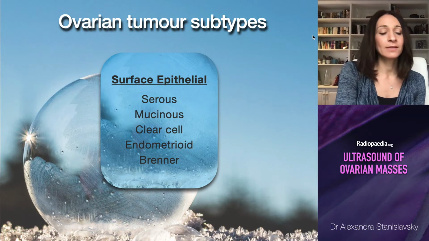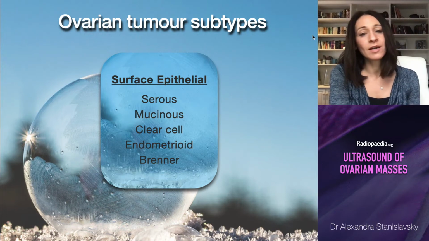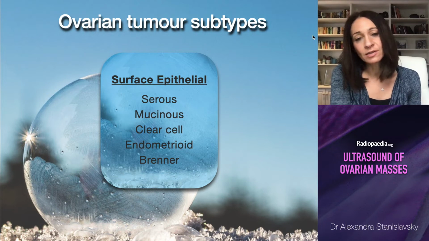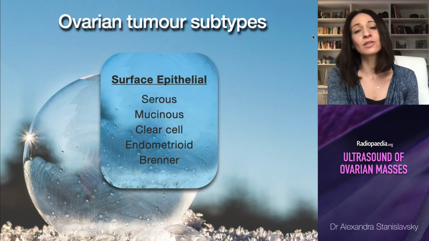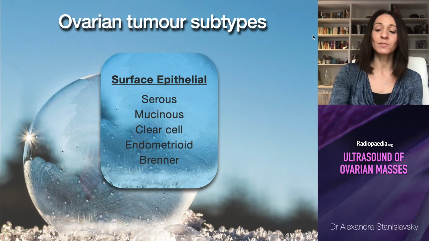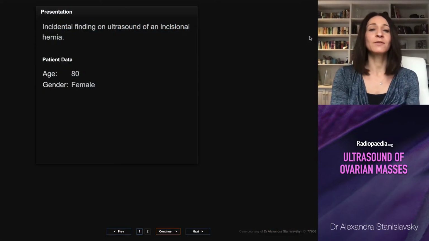Brenner tumor is something of a good guy that got mixed up with the wrong crowd. They're predominantly benign. They don't look like the rest, so they're typically a small solid tumor, but histologically they're surface epithelial tumors. Again, very rare. So, on to cases now.